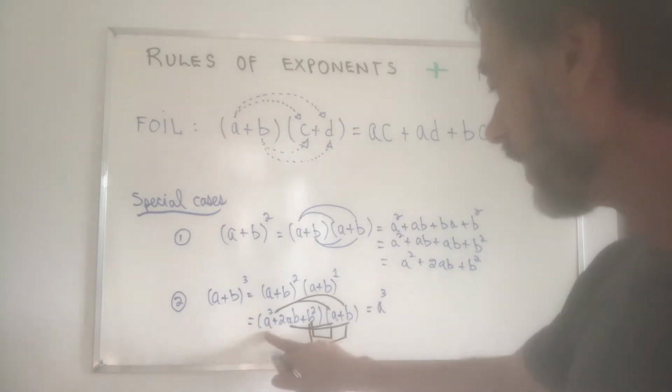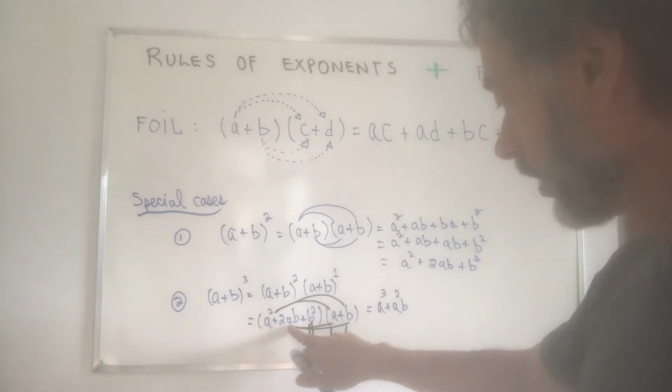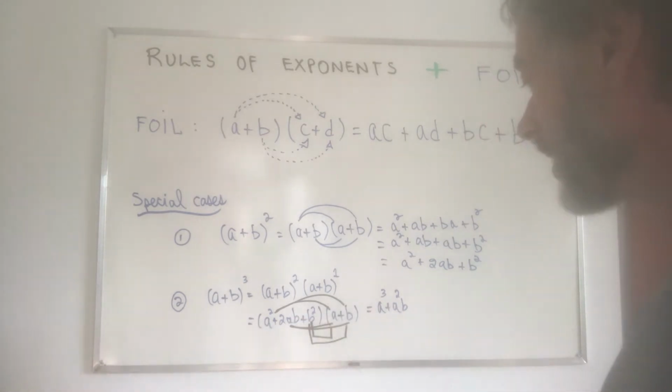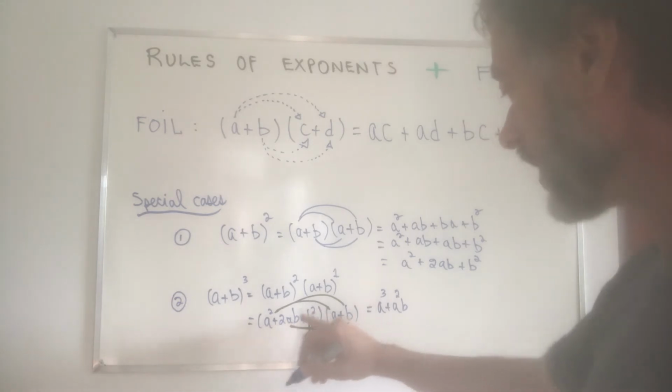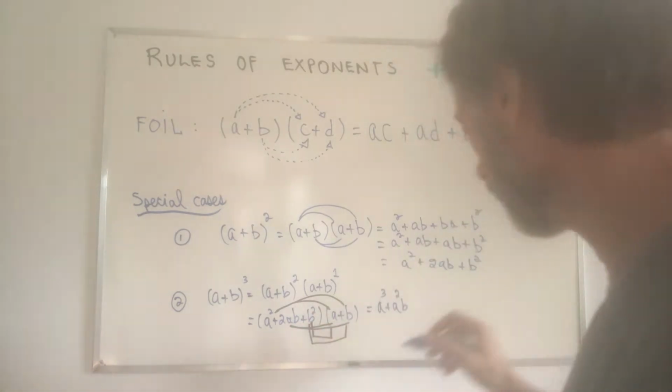A cubed. A squared times b. Not much I can do about this. A squared b. Now, middle term. 2ab times the first, a. What's 2ab times a? The a times a will become a squared.